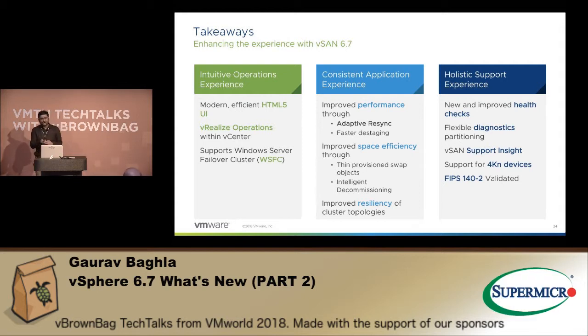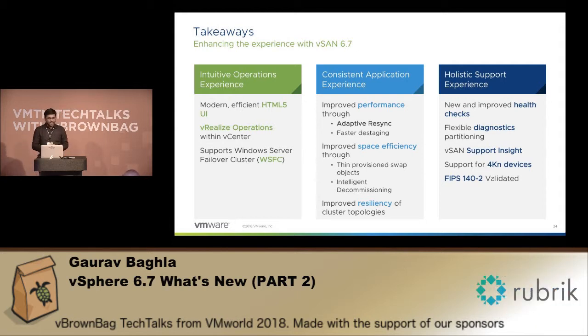Now, we talked about the vRealize Operations that is embedded within vCenter, and we talked about WSFC. Just a note on the WSFC again, just to be sure. This is via iSCSI. Now, vSAN, and this is possible via iSCSI. This is one of the corner cases you might want to use it.